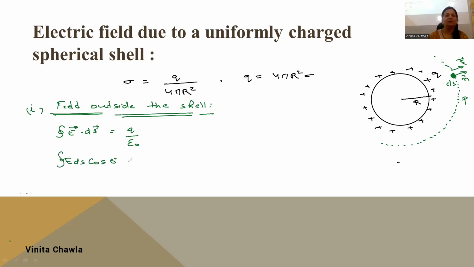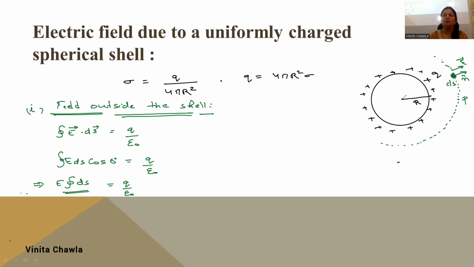Okay, closed integral, and this is equal to q upon epsilon naught, and cos 0 degree is 1. Now, E closed integral ds is equal to q upon epsilon naught. So ds represents the total area. Total area means area of the spherical shell that we have assumed, the Gaussian surface. Area of the spherical Gaussian surface.